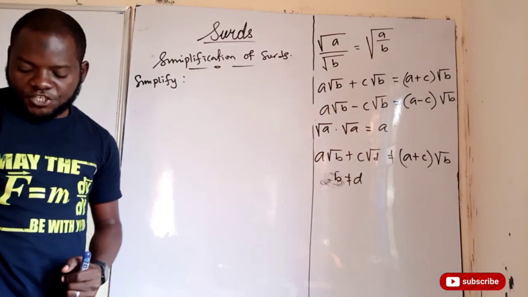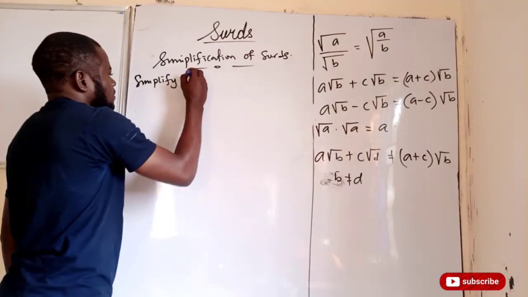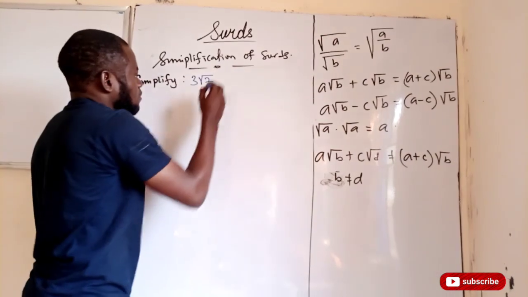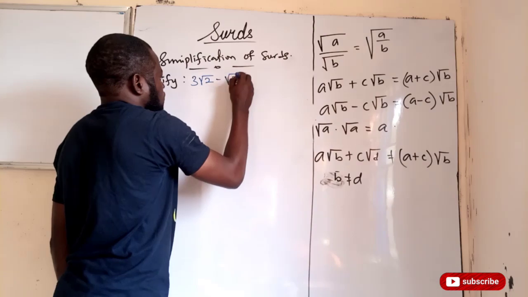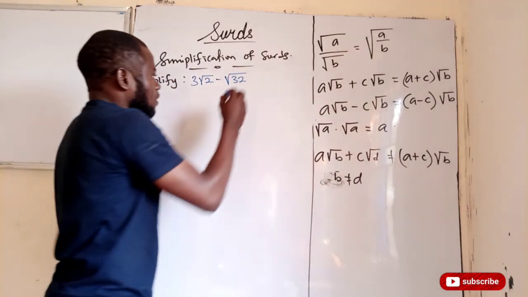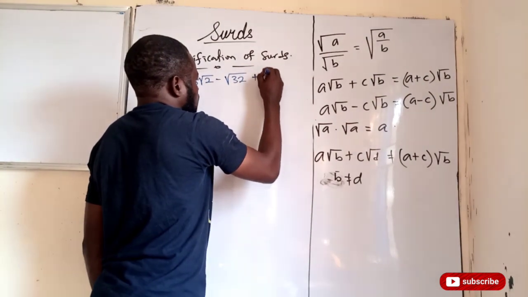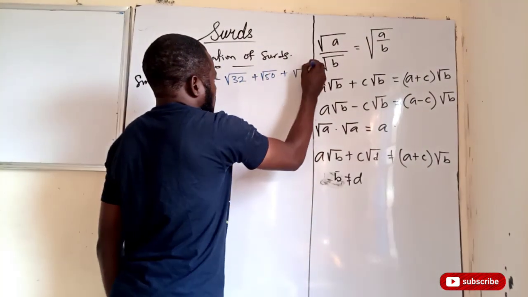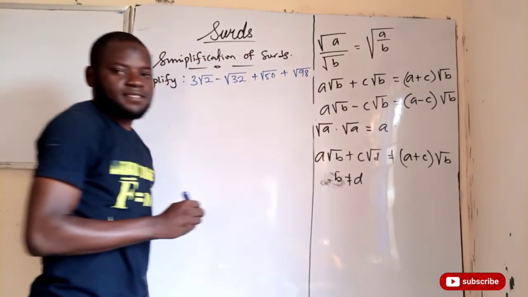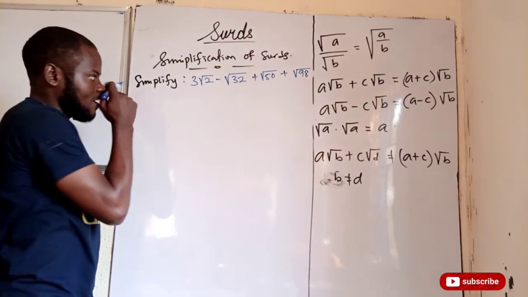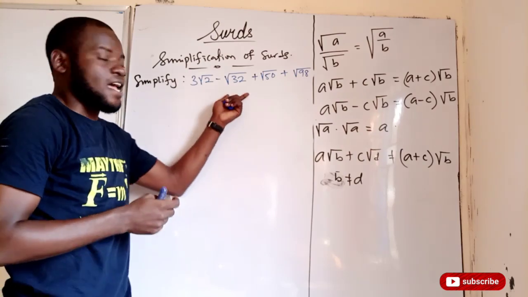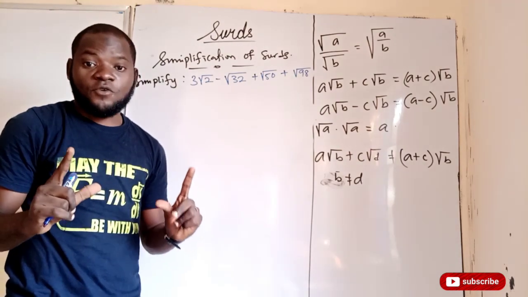Okay, example 2. If I have 3 root 2 minus the square root of 32 plus the square root of 50 plus the square root of 98. Okay, the first thing we should do, class, is what? Is to reduce everything to basic form, right?